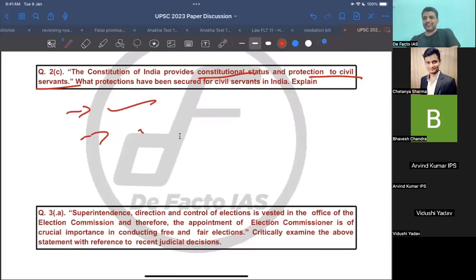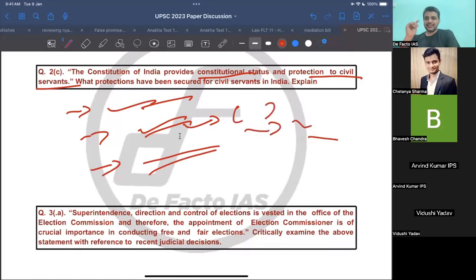Security of tenure, security against removal, there must be a reasonable opportunity of being heard. So these are all simply headings, article, explanation, a case. Sometimes they ask, if you remember, Chetan, that the doctrine that applies in the UK is not applied with absolute rigidity in India. Sometimes they ask this question. Otherwise it is literally the same.